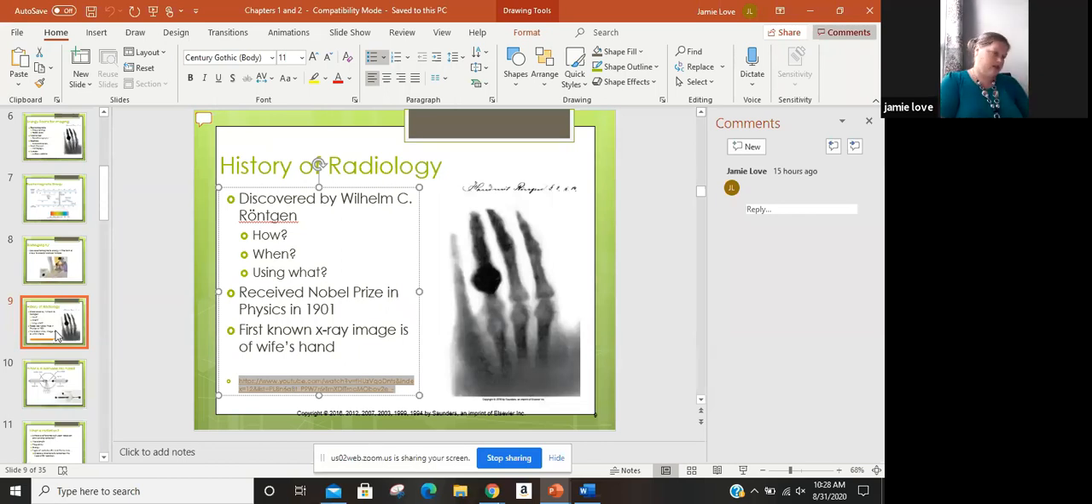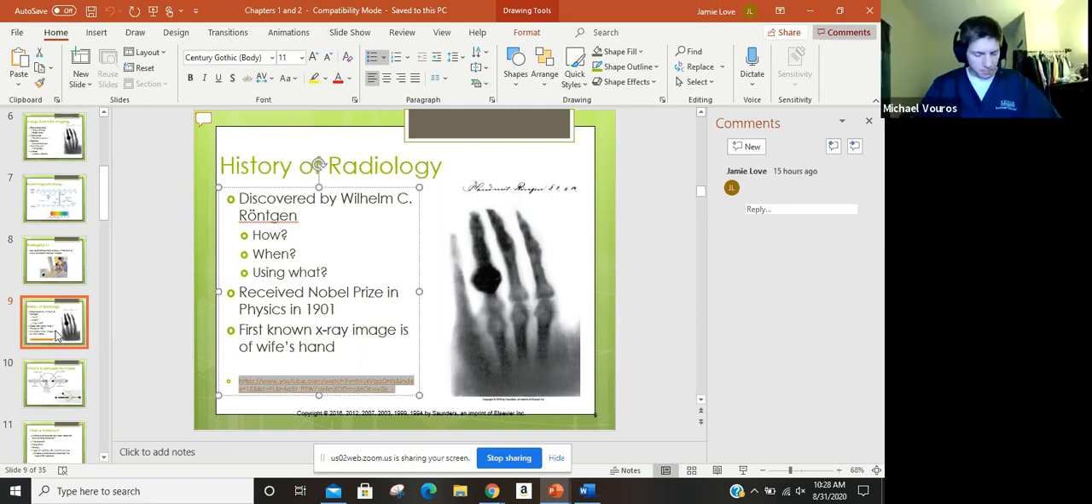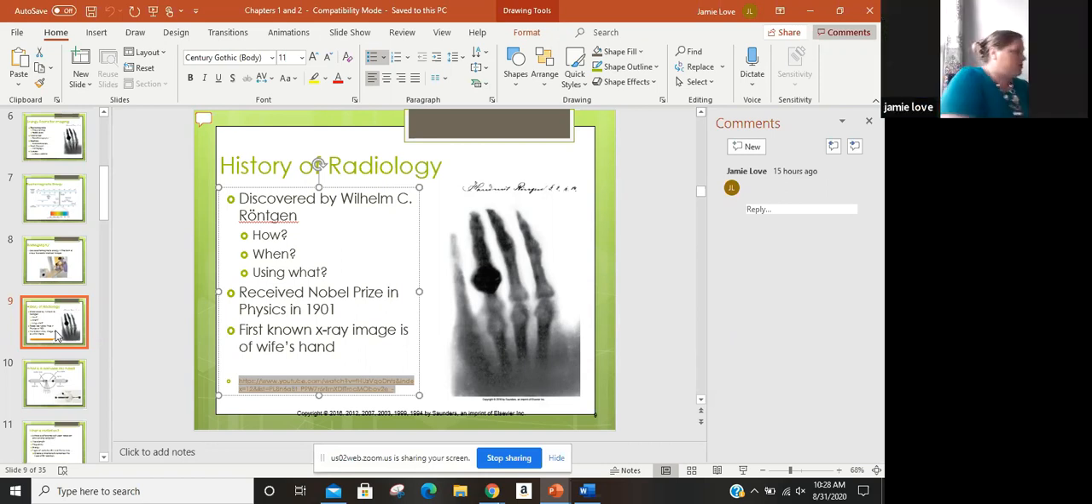And I guess I could look and see where the page is where that says it. Does anybody already see it? It's around page 6 on the history. Yeah, page 6. And then there's that picture of his wife's hand there.